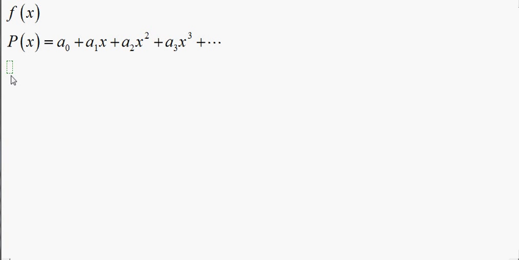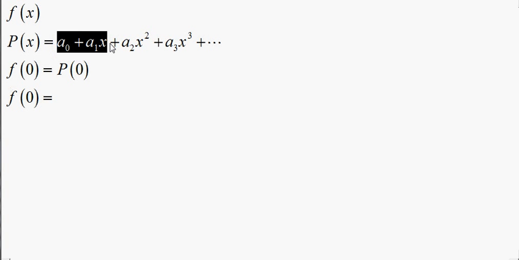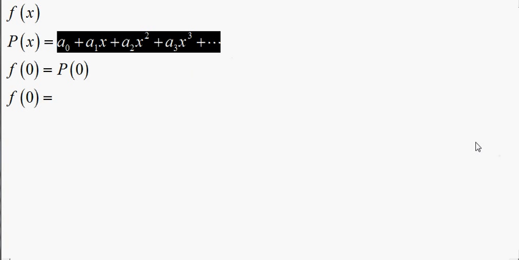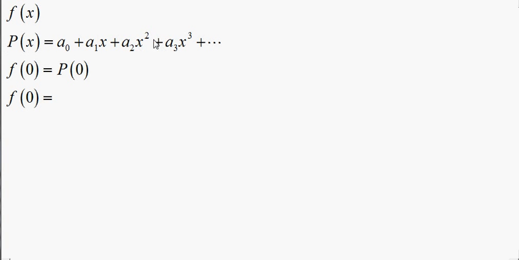That means that, from our logic before, f of 0 equals the polynomial evaluated at 0. So what does that mean? That means f of 0 equals, now you plug in 0 into this infinite polynomial. Well, there's an x in every term except for the first term. So the only thing that's going to survive is the first term, a0.